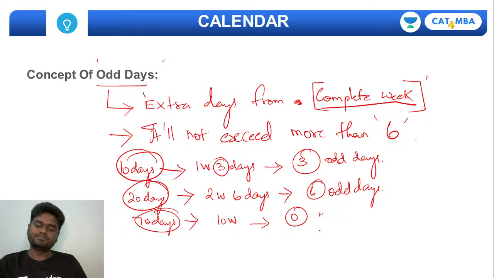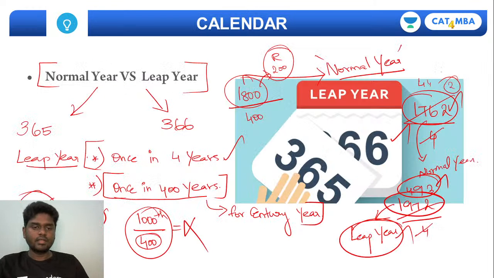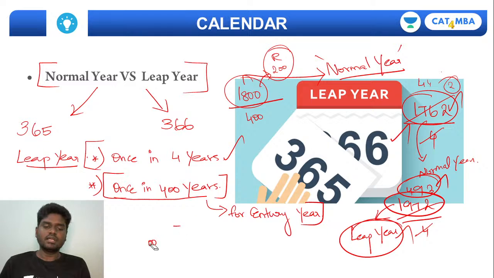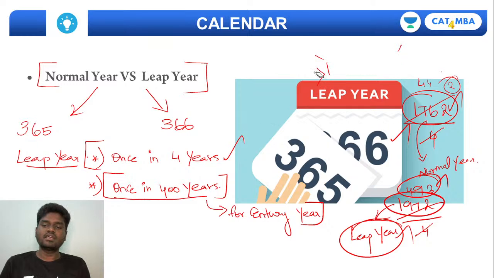So if you're clear with this, then let me go back to the previous slide where I've given you the concept of leap year and a normal year, right? So now listen very carefully, guys. I know for sure that a normal year will have 365 days and a leap year will have 366 days. If that is the case, let's say this is my normal year and this is my leap year.